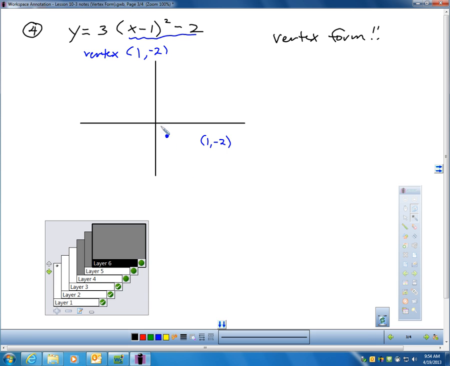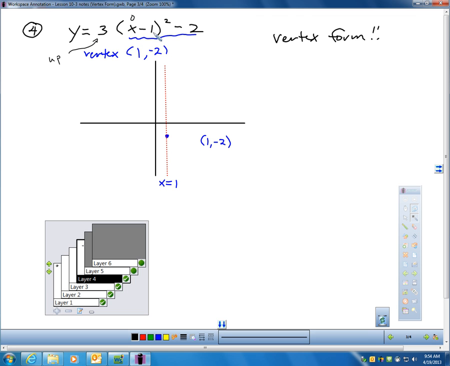So I'll go over 1, down 2, put a point, and remember my axis of symmetry has to be right there. Can you see how this graph must open upward? Positive number. If you plug in 0, you can find out what the y-intercept is. So let's plug in 0.